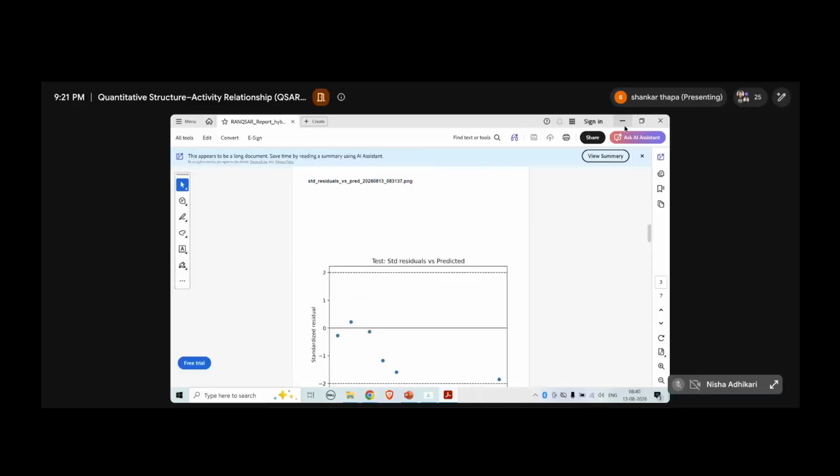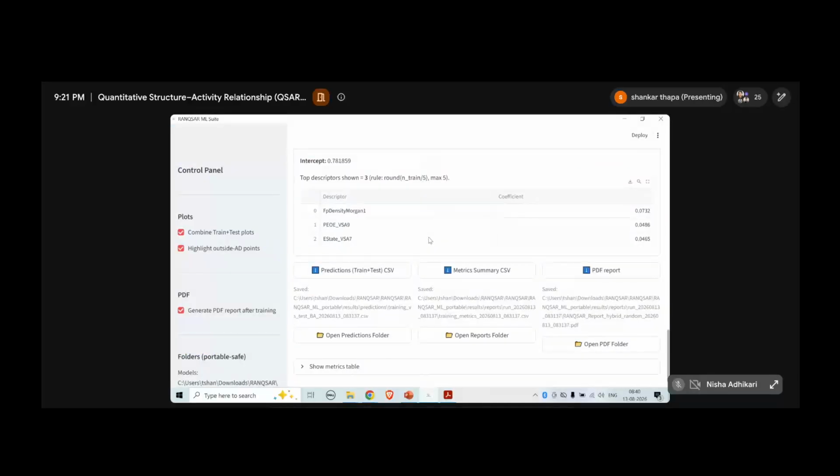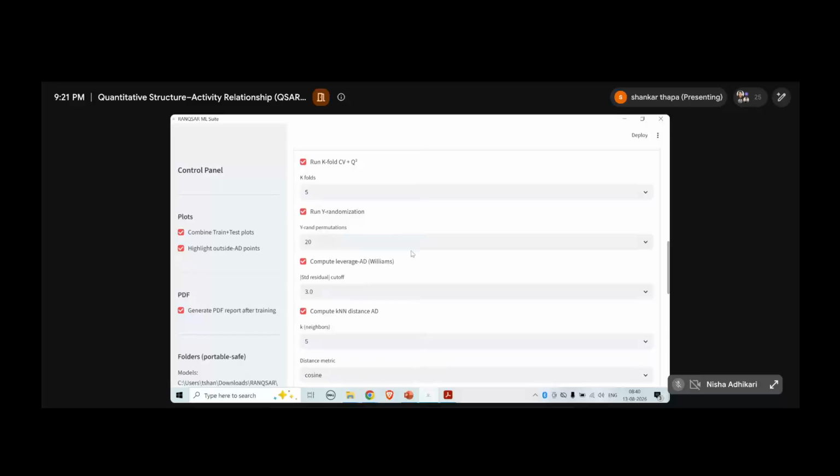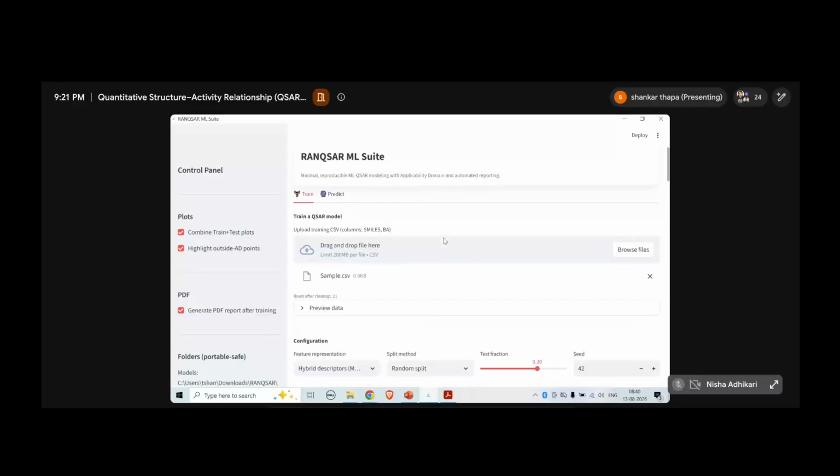Let's say now this is a good model, for demonstration only, I'm saying. Now let's do the predictions using the same model. So what are predictions? Now we have to design the new compounds, and then try to find out the pIC50 value of those compounds.